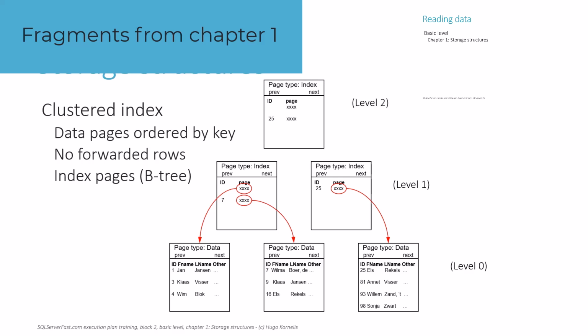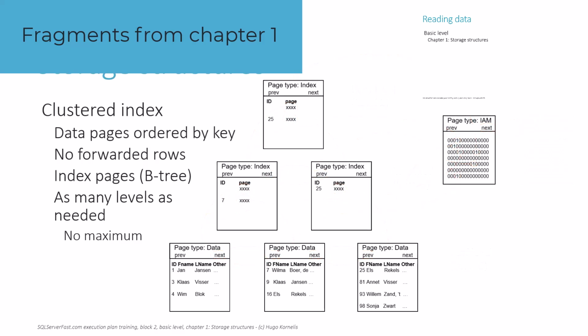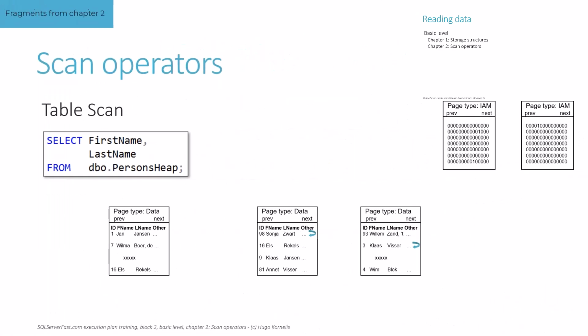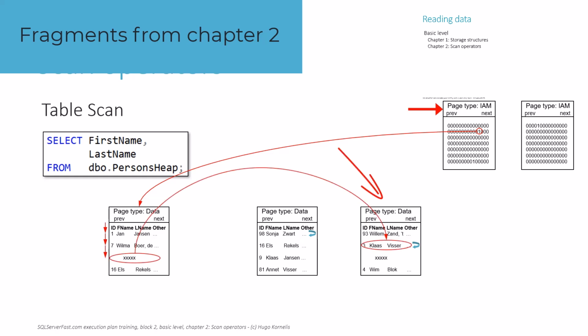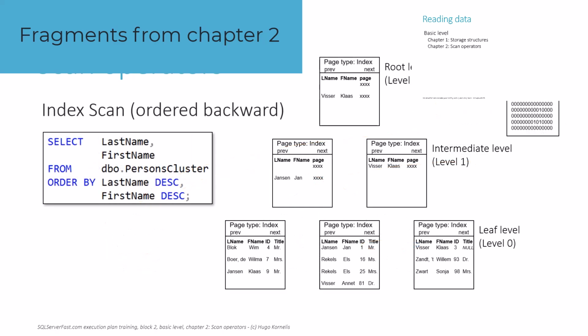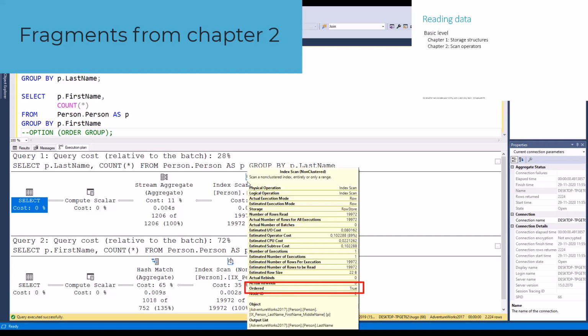The illustrations used in this chapter will be used again in later chapters to visualize how various operators navigate the data in these structures. Chapter 2 covers the scan operators that basically read all data from a table or index. You'll see animations of how data is accessed when a table scan reads data from a heap or when an index scan reads data from a clustered or non-clustered index. In the latter case, there are even 3 different ways the data can be accessed. You will also learn what the various properties of these operators mean.